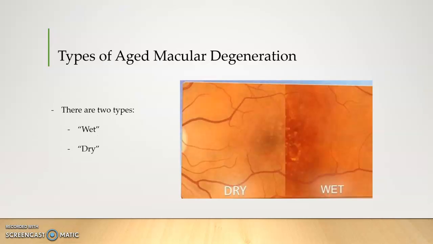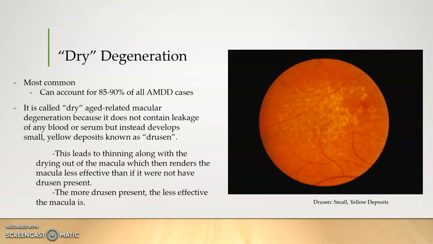So the types of aged macular degeneration, it's wet or dry. In the picture on the left side, you can see the dry macular degeneration, and on the right side, you can see the wet macular degeneration. You can see that there's a little bit of a difference. So dry degeneration is the most common. It can account for 85 to 90% of all AMDD cases.